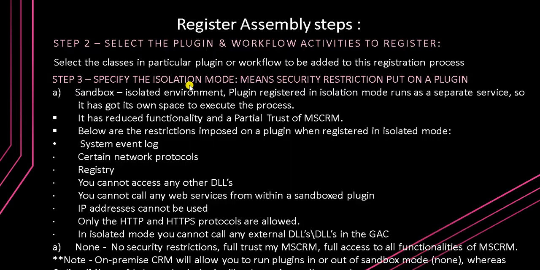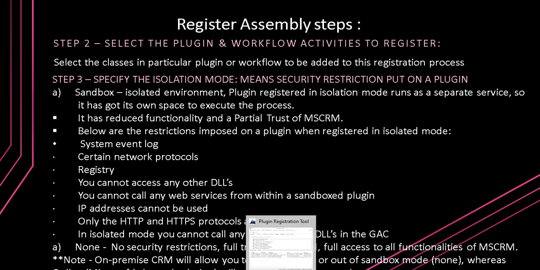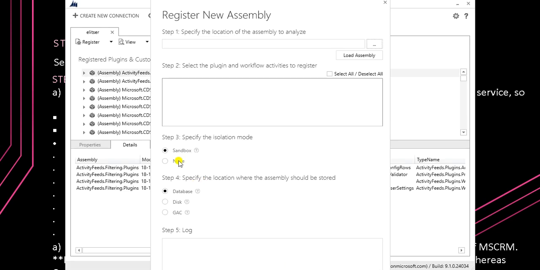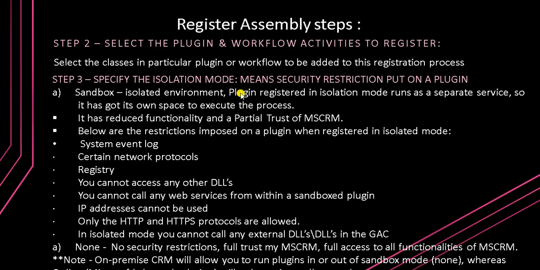Next is specify the isolation mode, meaning security restrictions put on a plugin. We have two options: sandbox and none. Sandbox means isolated environment, and none means there are no restrictions or no isolation. A plugin registered in sandbox isolation mode runs on a separate service, so it has its own space to execute the process. It has reduced functionality and a partial trust of MSCRM.